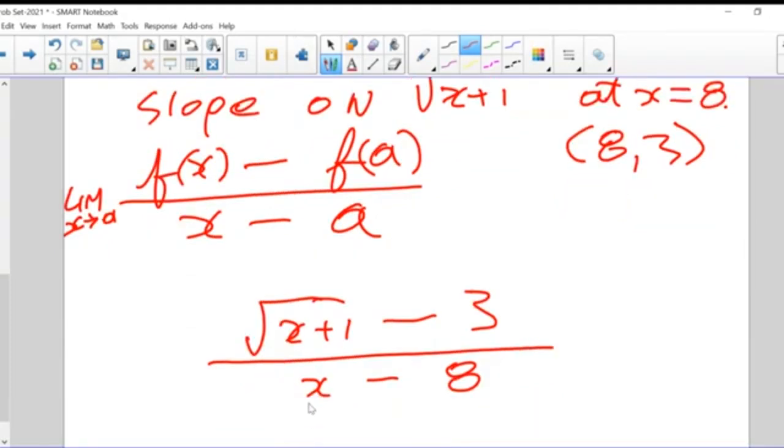So I put the 3 there, over generic x. So this is the generic function, f of x, over generic x minus the x value of the function that we're trying to measure. So we put 8. That's where the 8 came from. Okay, Tamala, do you see where I'm getting that from now? Is that good? You said okay, so I guess you're okay.